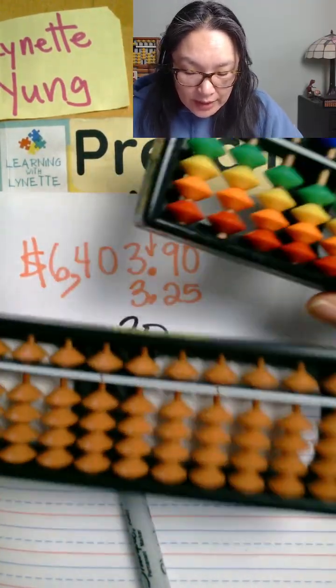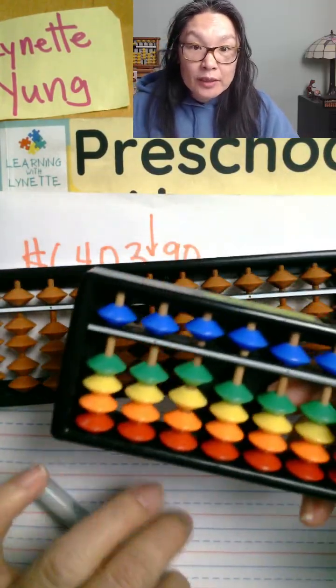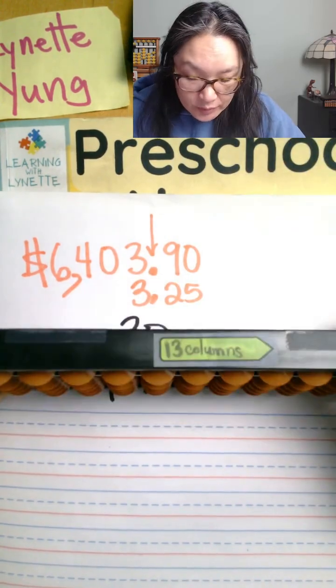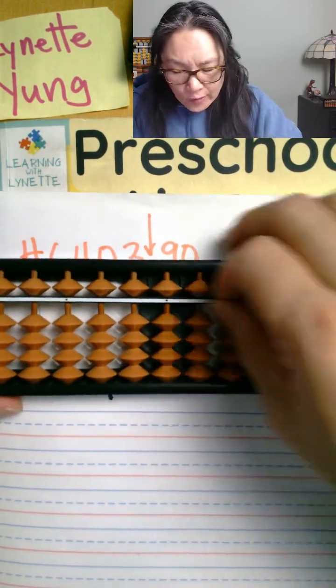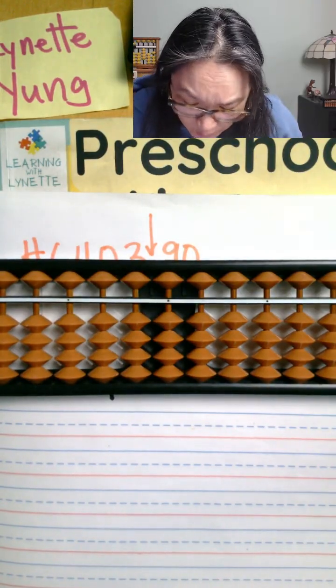Now with the 13 column one, depending on how young the child is, I would graduate them because they want to feel like big people. I would graduate them to the 13 column ones after a while, probably when they get into bigger numbers, when they do adding and subtracting.